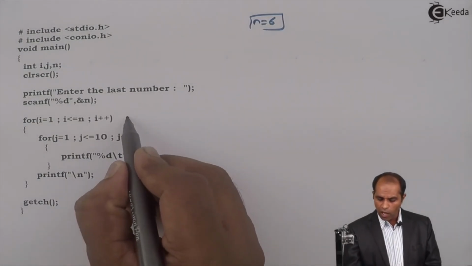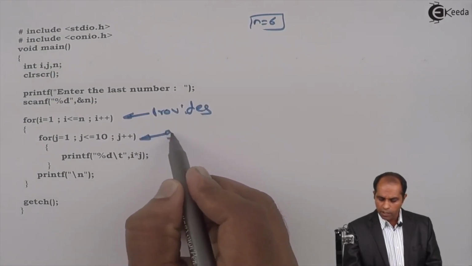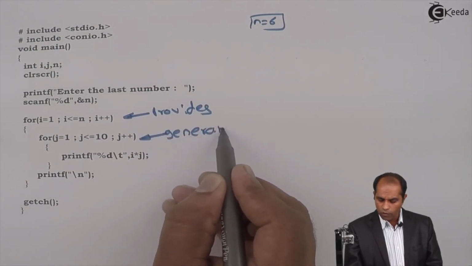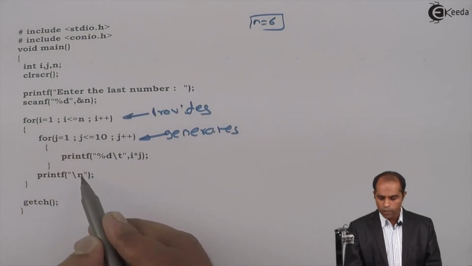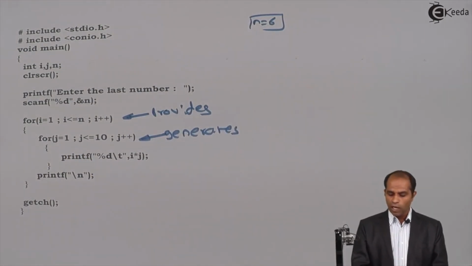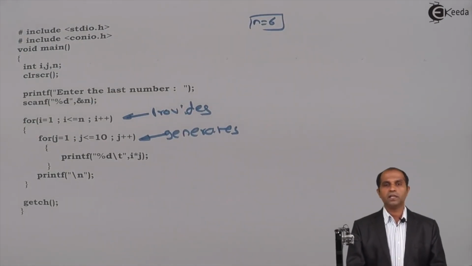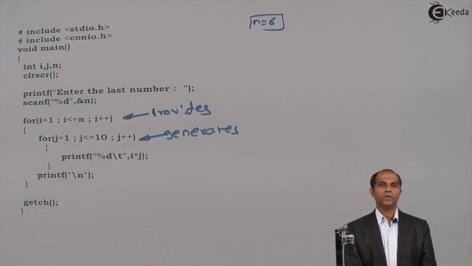So here your i provides the number and j generates the table of the number which has been provided. If i provides 1, it will generate a table of 1. If i provides 2, it will generate the table of 2. So i keeps on providing all the numbers from what to what? 1 to n, and j generates the table of those numbers. This is how we generate the multiplication table of all the numbers from 1 to n.